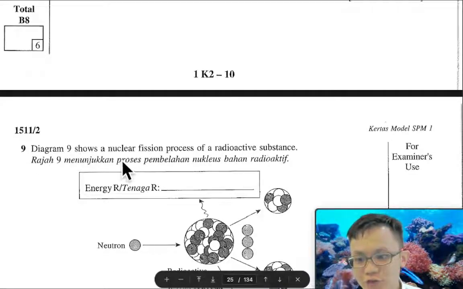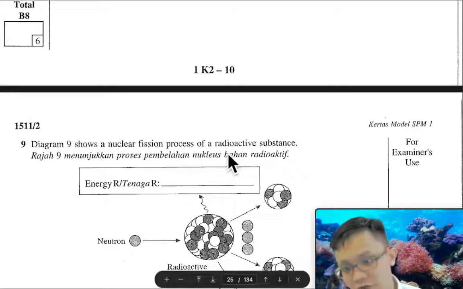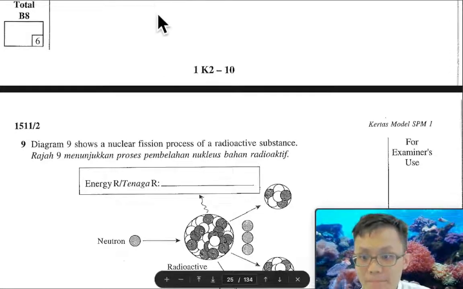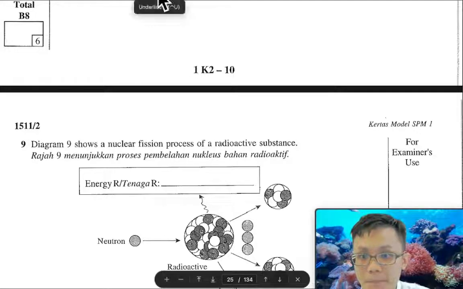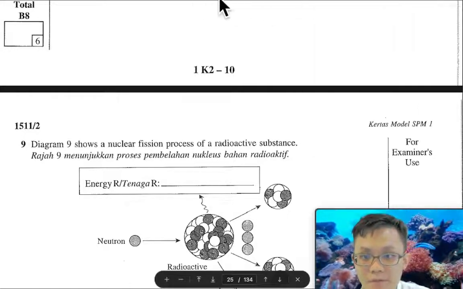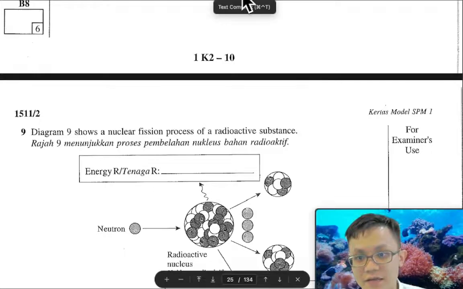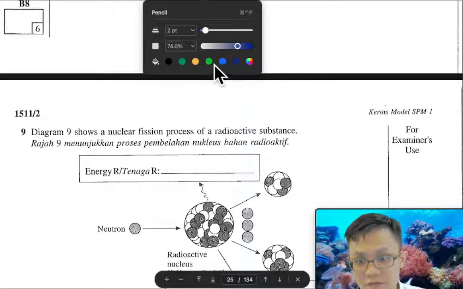Okay, diagram 9 shows a nuclear fission of a radioactive substance. So of course there are two nuclear processes, correct or not? One is fission. What is fusion? What is the difference between fission and fusion? Fusion is combined together. Fission is separate. Combine of what and separate of what? Neutron. Neutron. Yeah.